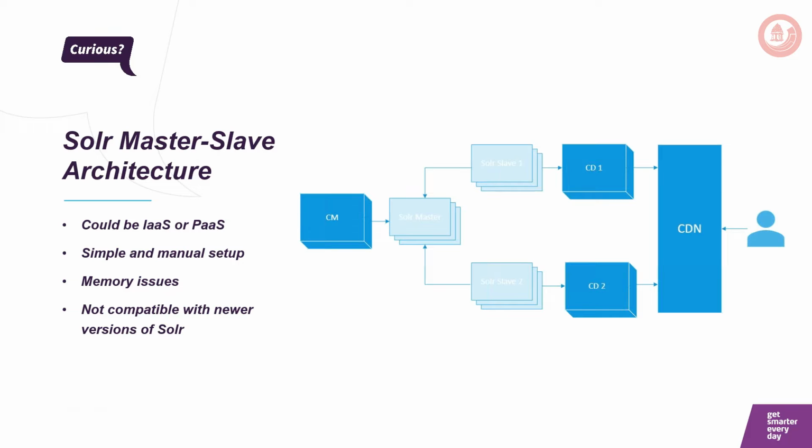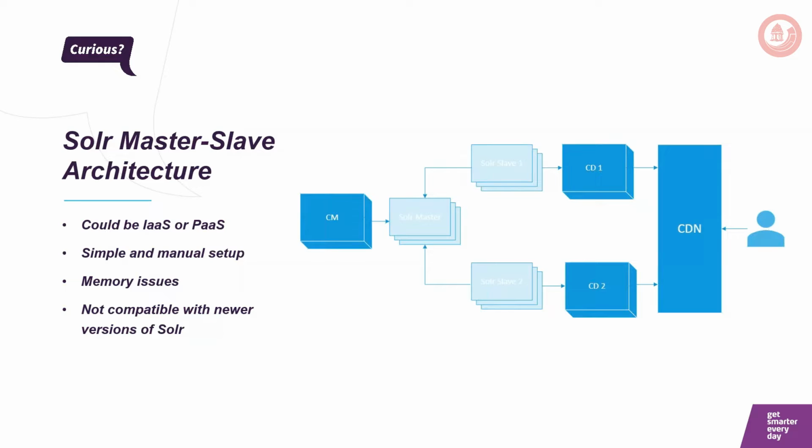This is very basic or even prehistoric, I can say, actually. If you've worked on Sitecore 7 or 8, this was the de facto architecture that we used to have back in the days. It could be IaaS or PaaS. It could be infrastructure as a service, or deployed as an app service.